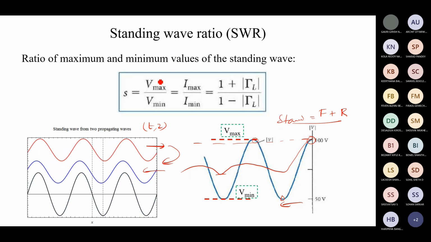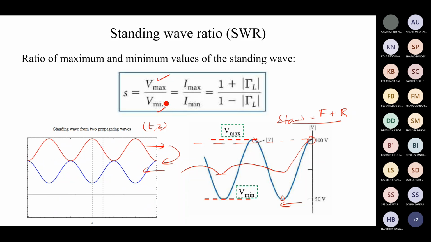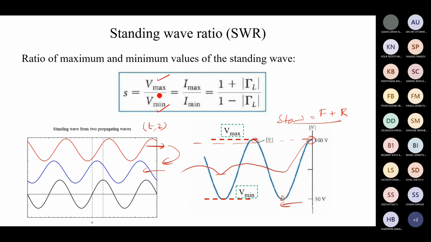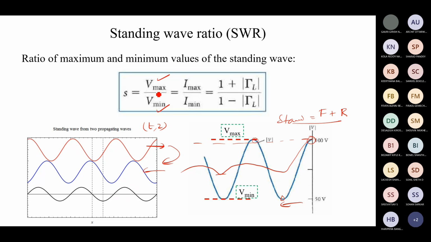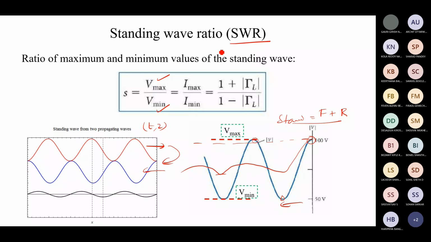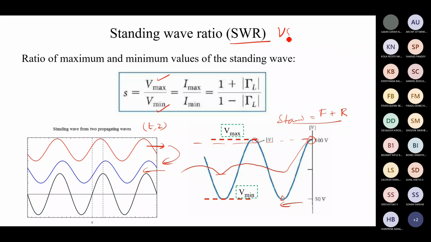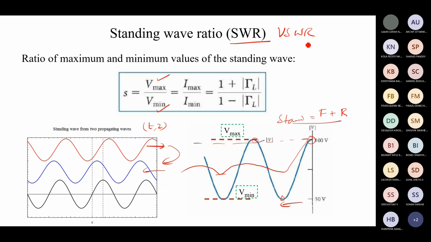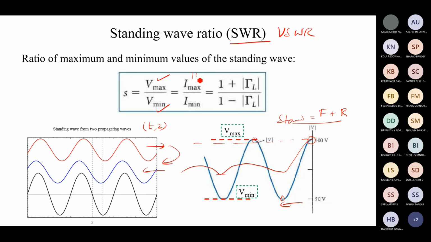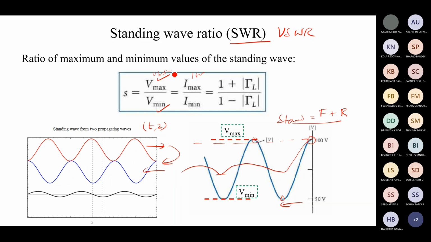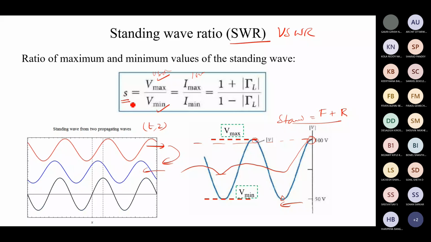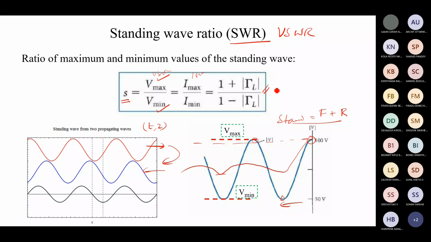So by the way, we can define the reflection behavior by means of this V max and V min. This ratio is the voltage ratio, often referred to as the voltage standing wave ratio, VSWR. Similarly, ISWR is also available. This is the ISWR, this is the VSWR. And this is the equivalence between the standing wave ratio and the reflection coefficient.